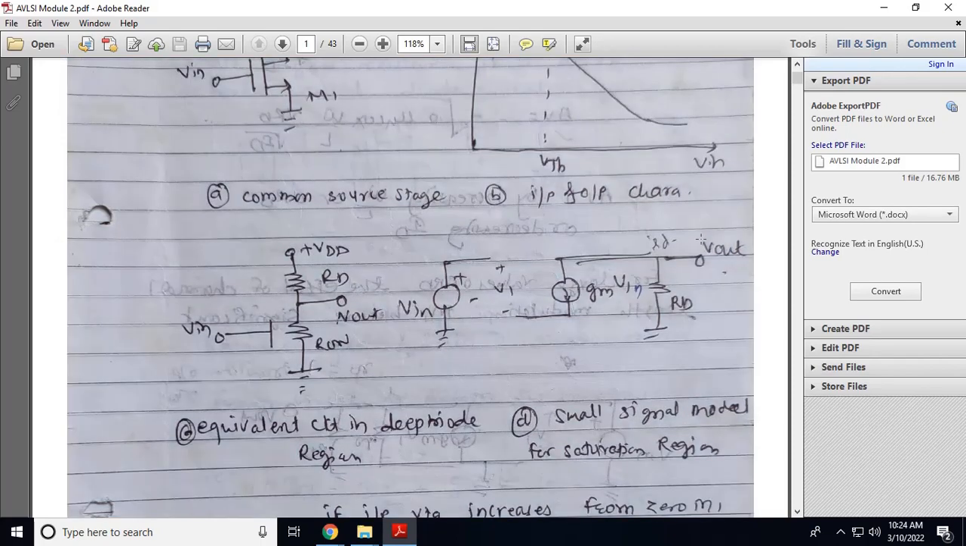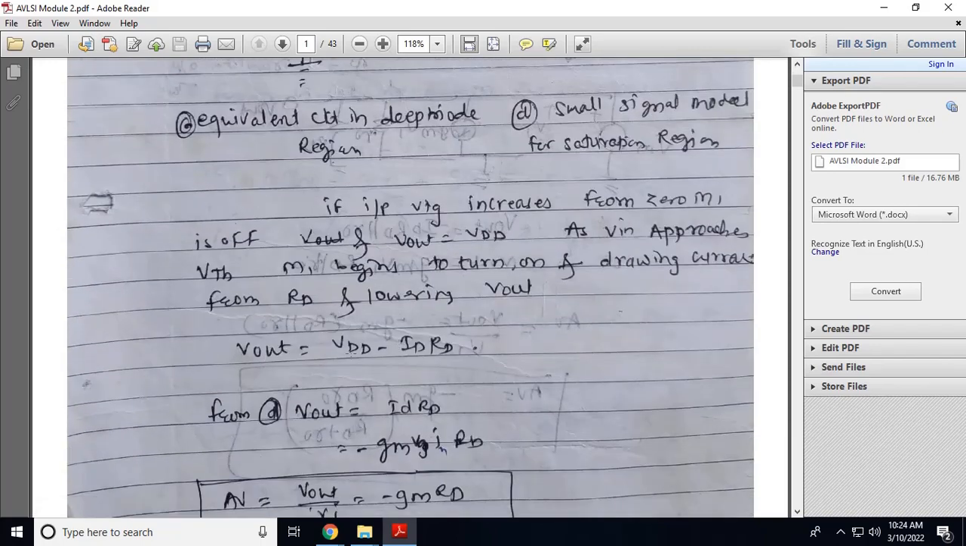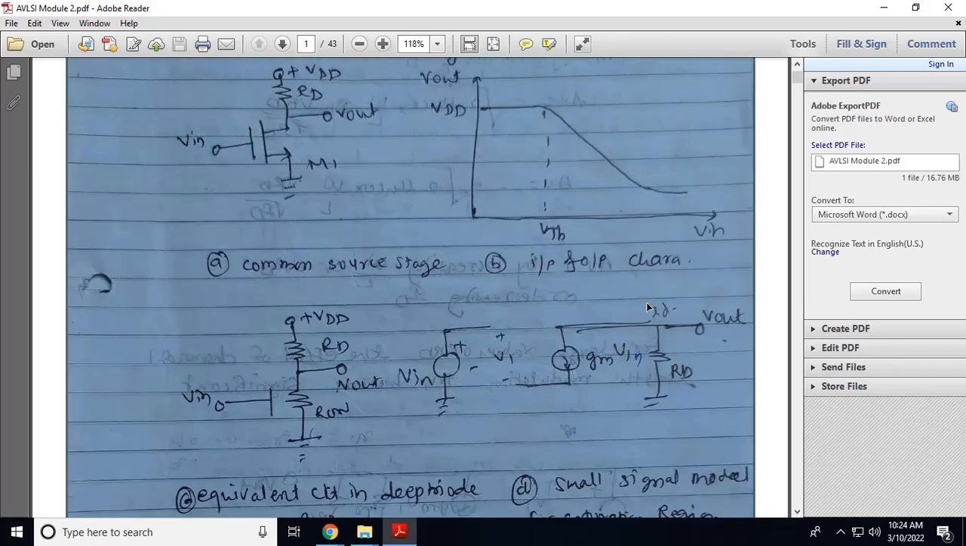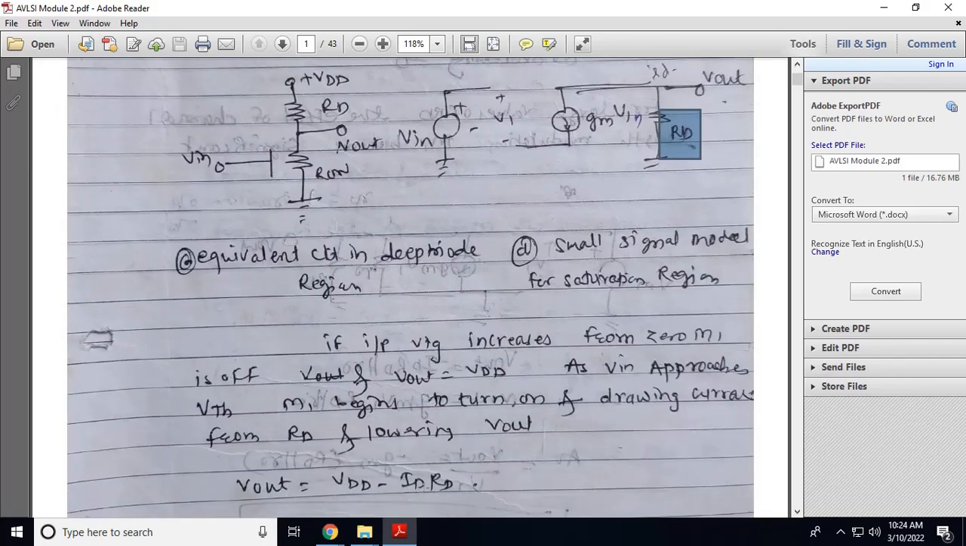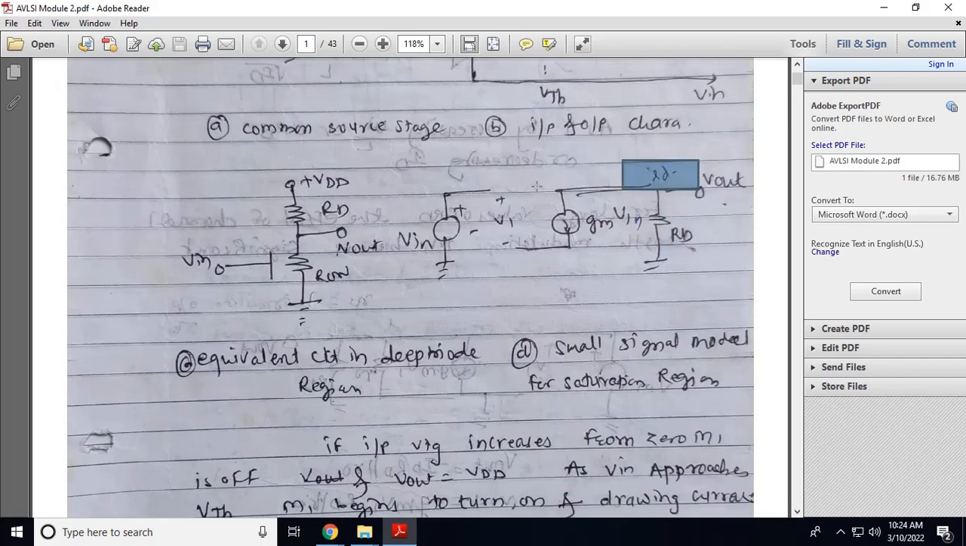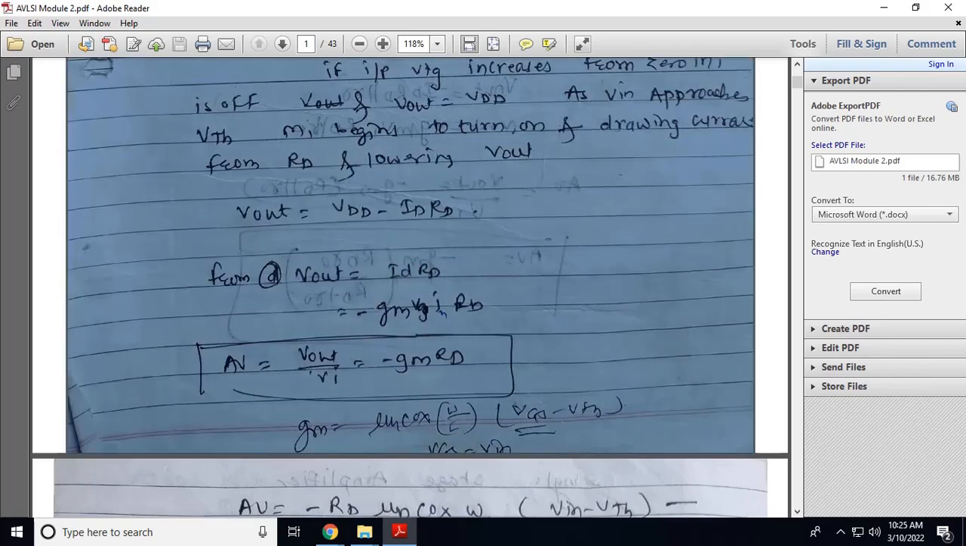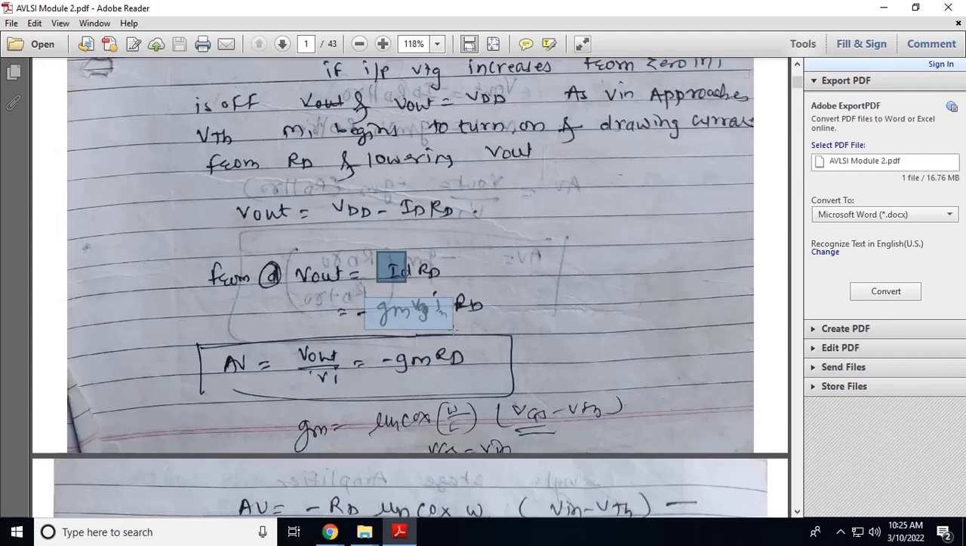See this equation: Vout is equal to the voltage drop across this. The common source amplifier gives a 180 degree phase shift. So Vout is equal to minus I times RD, the voltage drop across this resistance. So Vout is equal to minus ID times RD. ID is represented by a current source that depends on voltage, so ID is gm times Vin, and Vout is minus gm times Vin times RD.